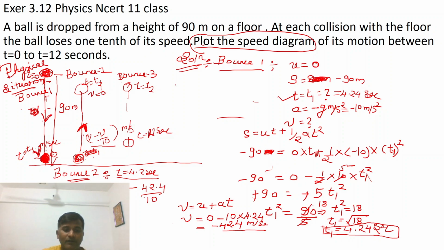Speed is reduced, not velocity. Speed is reduced, right? Don't take the direction as minus. Minus of minus will be plus, so it will add up. It is reducing. Therefore, you have to take only the magnitude. So 42.4 minus 4.24 will be exactly 37.8 something, right? The speed will be equal to 37.8 meter per second.